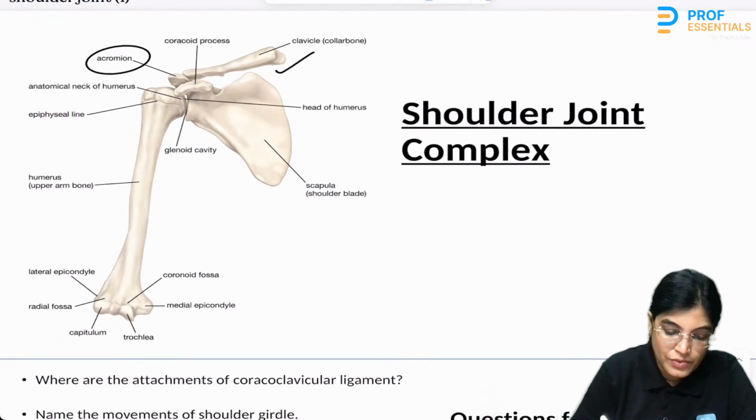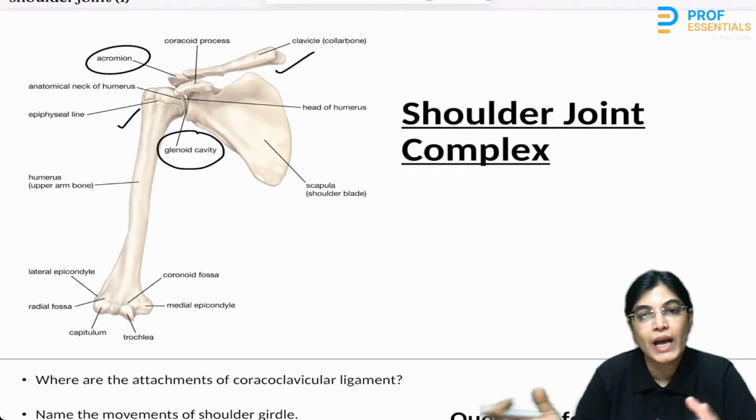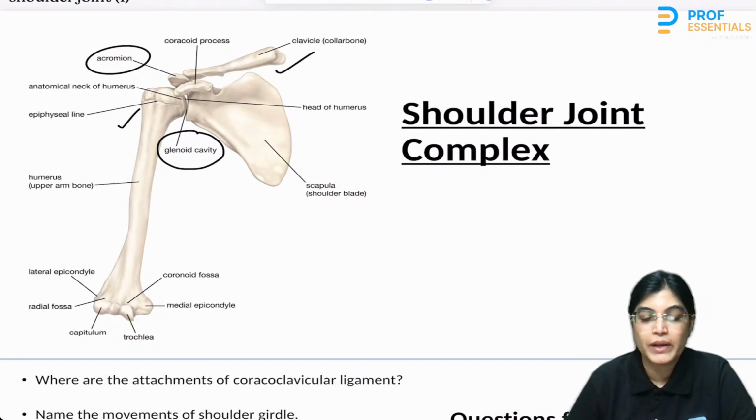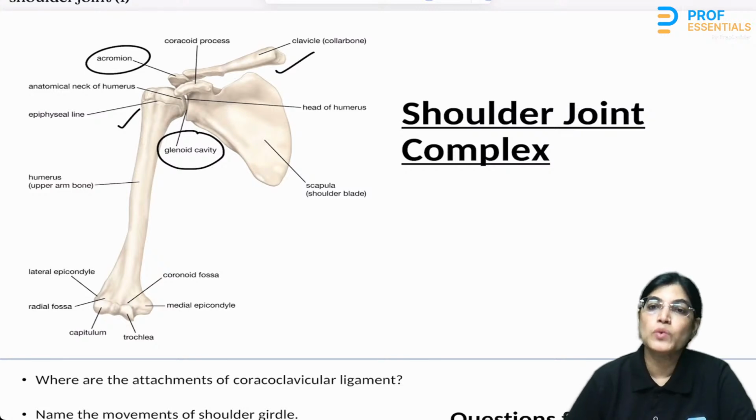Here we can see the glenoid cavity, which is articulating with the head of humerus, the shoulder joint. We can see the acromioclavicular joint, and also we can see that this is the clavicle having its medial end which will articulate with the sternum. That will form the sternoclavicular joint. And the scapulothoracic linkage, which is a functional linkage, is also part of the shoulder joint complex.